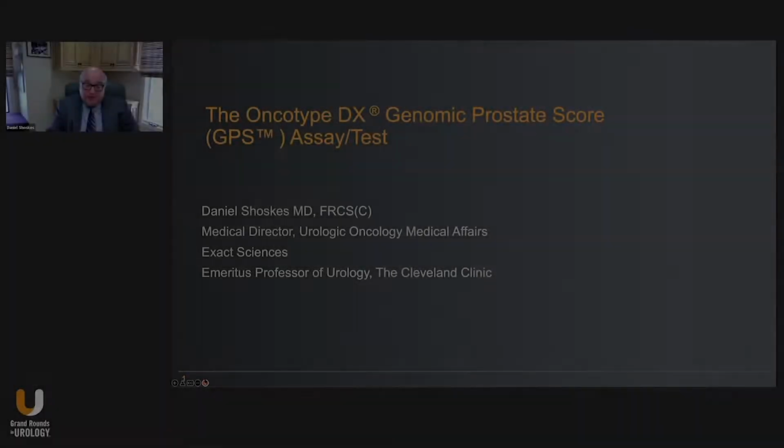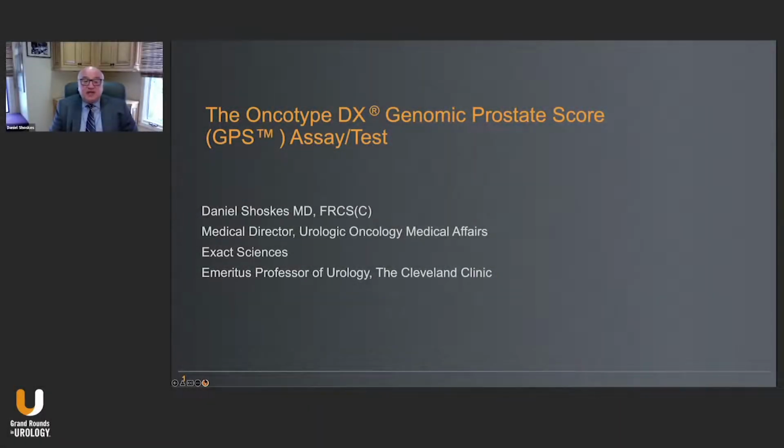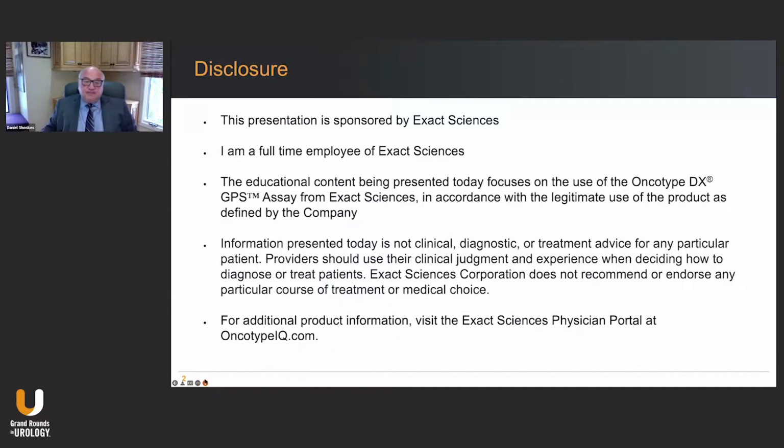Thank you for the opportunity to present on the Oncotype DX Genomic Prostate Score Assay, also known as GPS. Today, I'd like to give a brief overview of the rationale, development, validation, and practical uses for the test. Here are my disclosures. Of note, I am a full-time employee of Exact Sciences, and for additional information, please go to oncotypeiq.com.